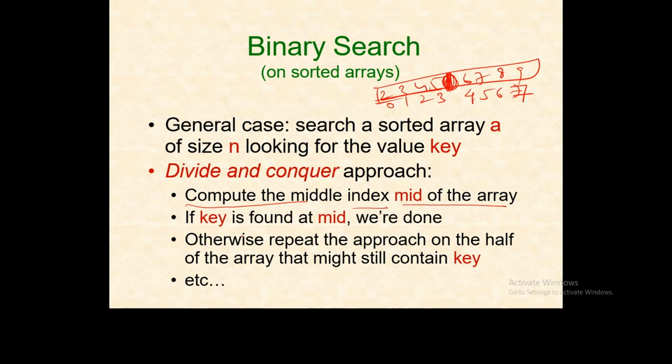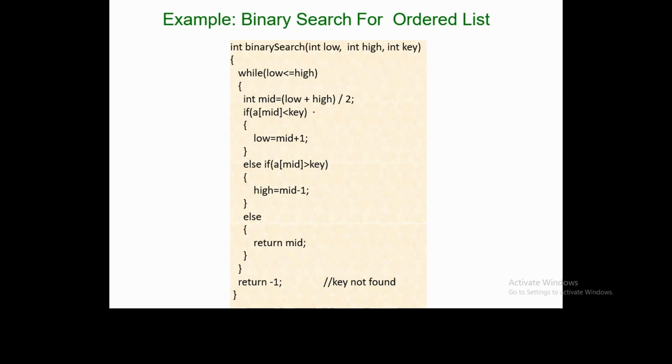See, if the key is found at the mid location, it means we are done. Otherwise, we need to repeat the approach on the half of the array that might still contain the key, until we reach a position where there is only a single element. The problem finally divides down to one element. So either the number will be that particular element or it will not. It means we need to do fewer comparison operations in binary search as compared to the linear search algorithm.